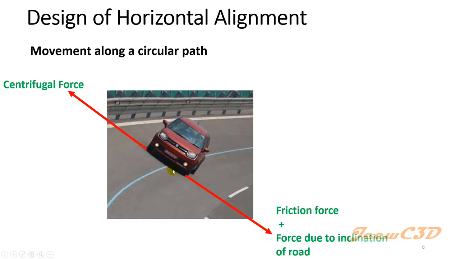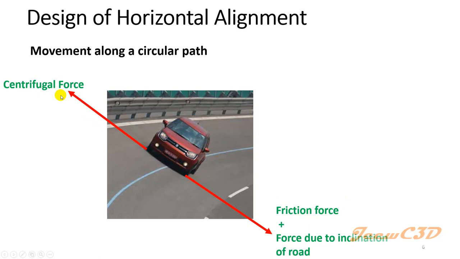But you have the friction force acting in the inside direction of the curve, because if the vehicle is going to slide or drag this way, the side friction force will counteract that and it will act towards this side, or the inside of the curve. Because of the inclination of this road, that means this super elevation, you have a component from the weight to inside of the curve. The vehicle weight is coming straight down, but some component will act into the inside section of the road. So the collection of this friction force and force due to inclination of road, these two will counteract this centrifugal force.